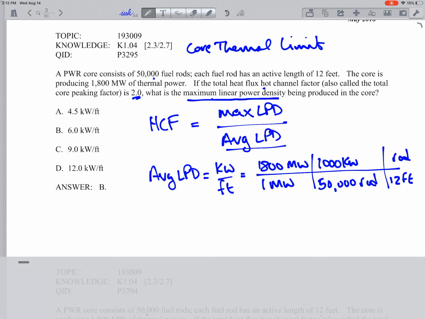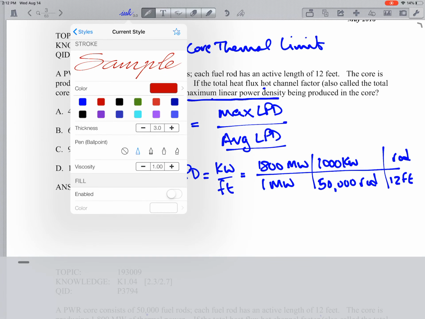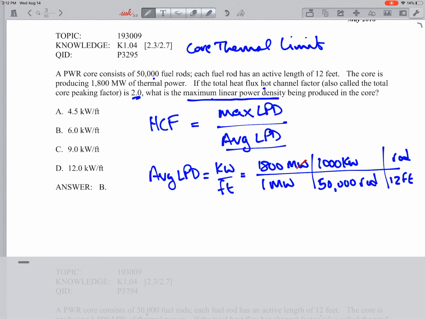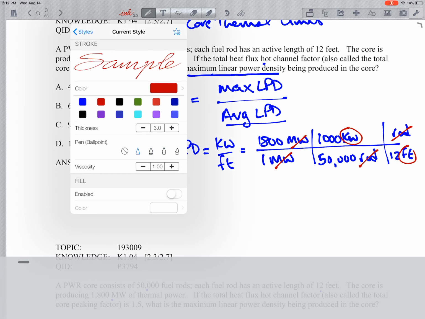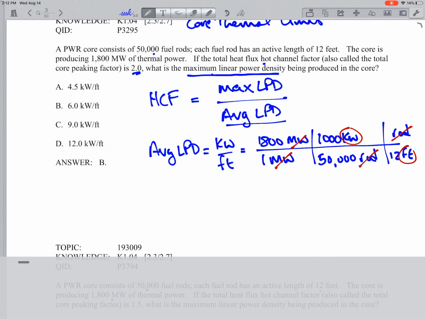Okay, so see if we got our units correct. Megawatts cancels. Now we've got kilowatts. Rods cancel per foot. Kilowatts per foot. So that's going to be our average linear power density. And that average linear power density is going to calculate out to 3.3 kilowatts per foot. So now we use this, right?